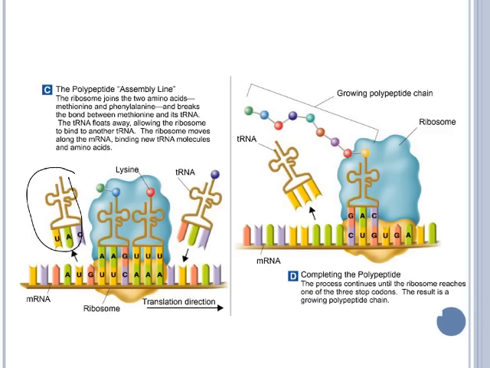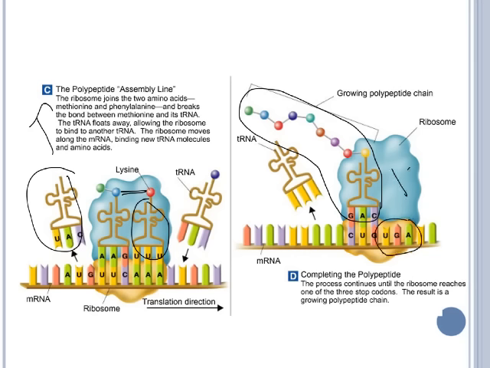The empty tRNA leaves. The next tRNA comes in. I form another peptide bond, and so on, until I am left with my whole peptide chain and a stop codon where no tRNA will come in, signaling that the process is done.